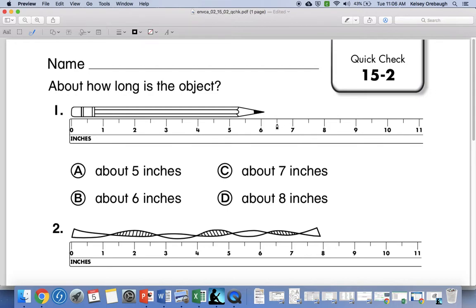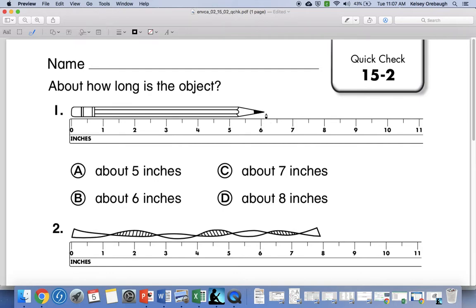Now find the halfway point in between 6 and 7. It's that halfway line in between the 6-inch mark and the 7-inch mark. The halfway point is very important because it helps us determine the nearest inch for the object that we're measuring, okay? So if the object falls before the halfway mark, we use the lesser number. If the length of the object falls after the halfway mark, we use the greater number.